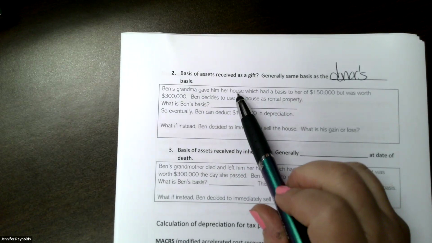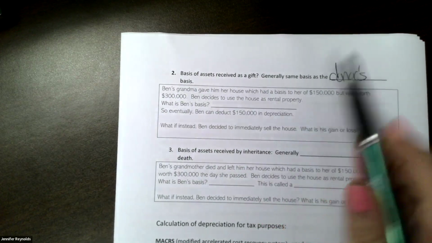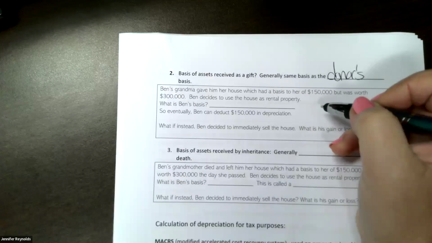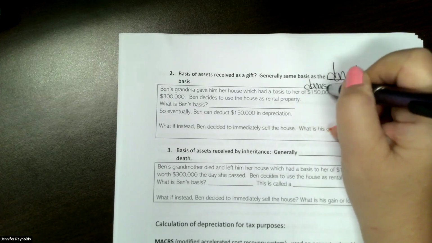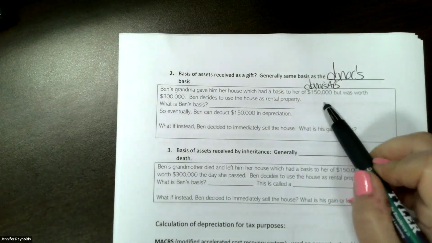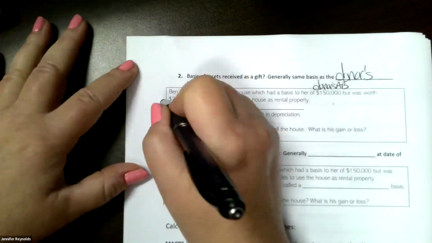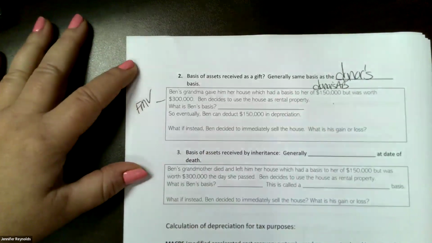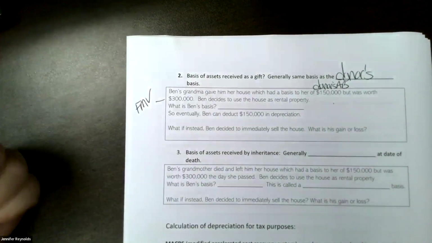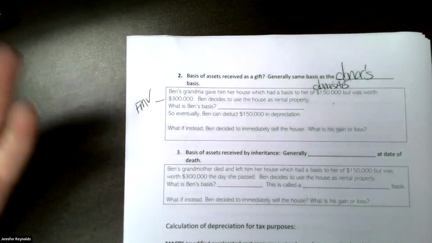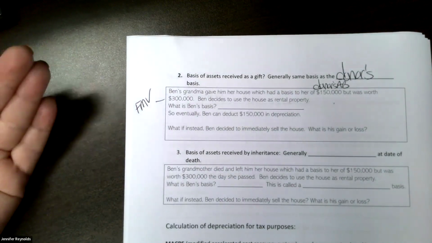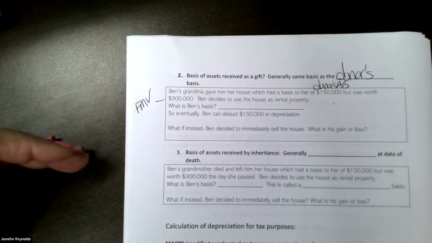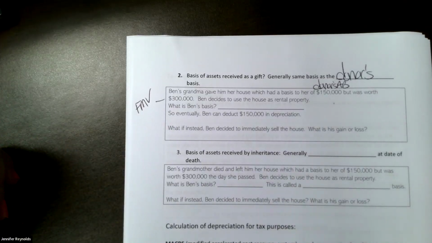Ben's grandma gave him her house, which had a basis to her. So she's called the donor, someone who gives something. The basis to her, donor's adjusted basis was 150. But today, the day she gave it to him, it was worth 300,000. That's my fair market value. And she gives it to Ben, and Ben goes, "Thanks, Grandma. I already have a place to live, so I'm going to use this house as rental property. Therefore, Ben needs to know what his basis is in the house because he's now going to depreciate or take deductions on that rental property."